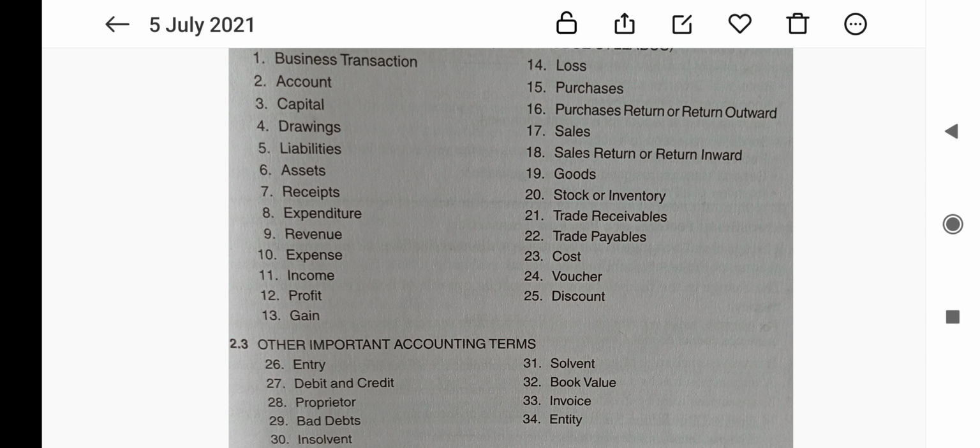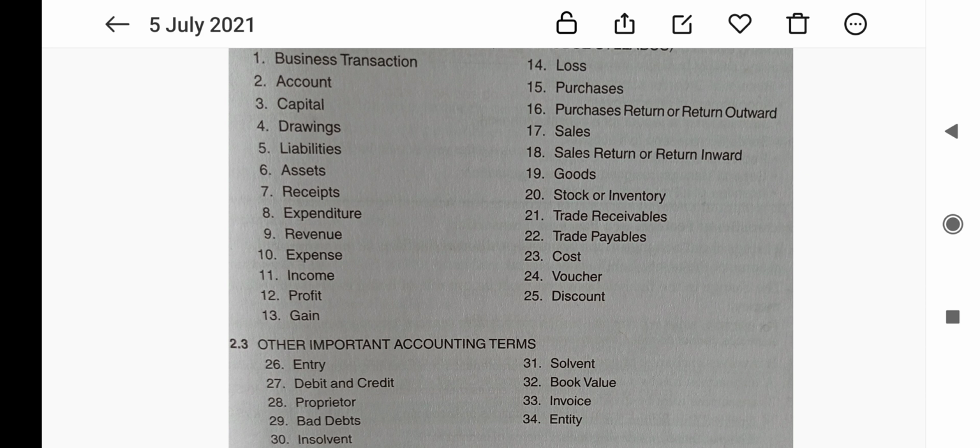The next one is income. It is the surplus of revenue over expenses. In other words, it is the profit earned during a period. Or in equation form, revenue minus expense is equal to income, and income is also known as profit.